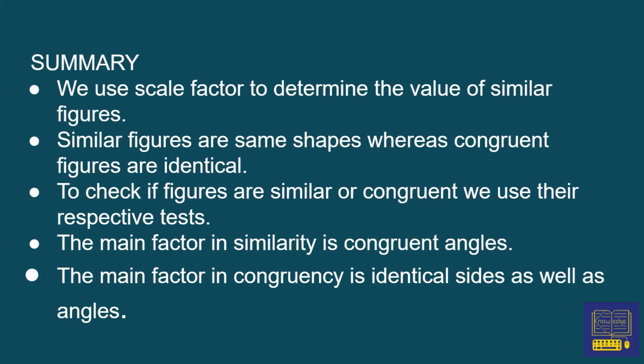To summarize what we've learned, we use scale factor to determine whether two figures are similar or not. Similar figures are the same shape, whereas congruent figures are identical. That is, they also have the same area and the same perimeter. To check if figures are similar or congruent, we use their respective tests, that is the conditions of similarity and congruence. The main factor in similarity is congruent angles, and the main factor in congruency is identical sides as well as angles.